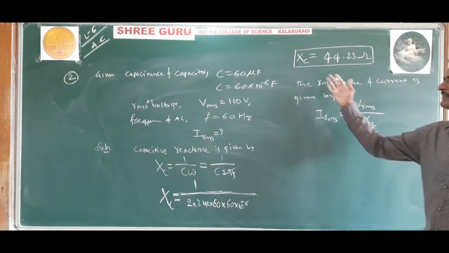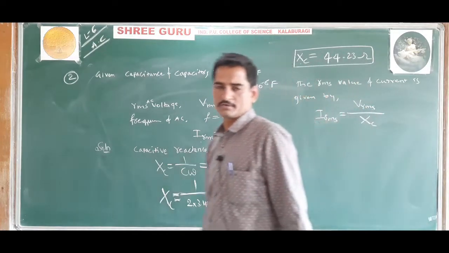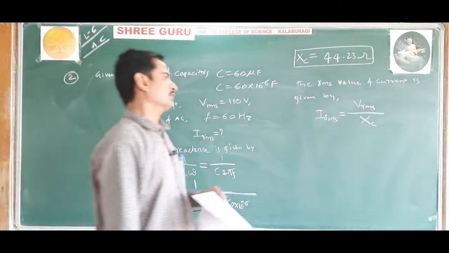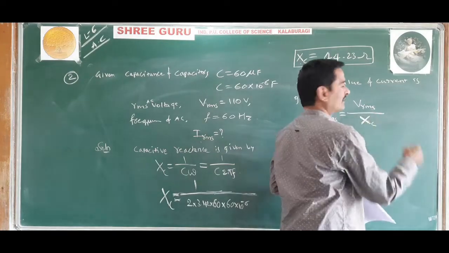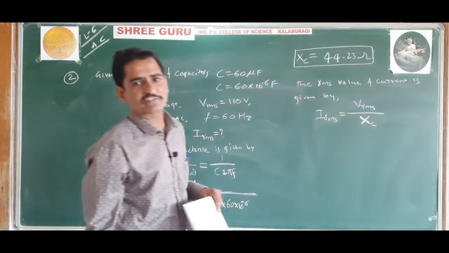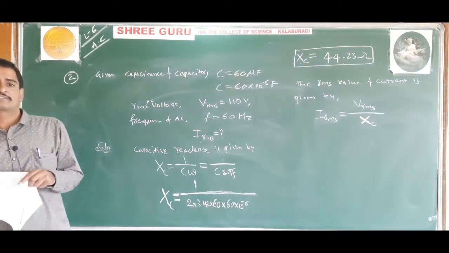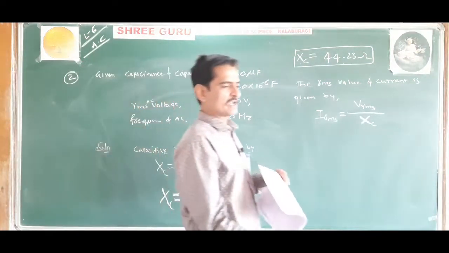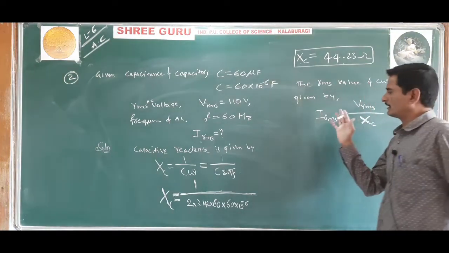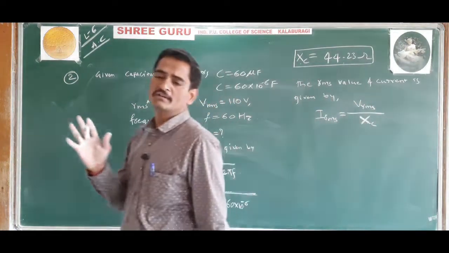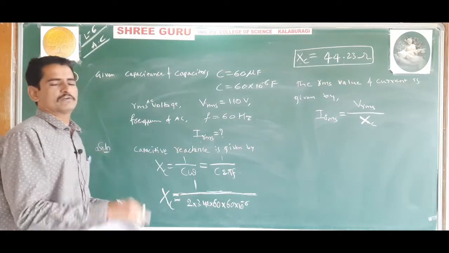Instead of resistance, here it is a pure capacitive circuit. So instead of resistance, we have to write capacitive reactance. Capacitive reactance plays the same role as resistance in a pure capacitive circuit. XC is the opposition to the flow of AC current.